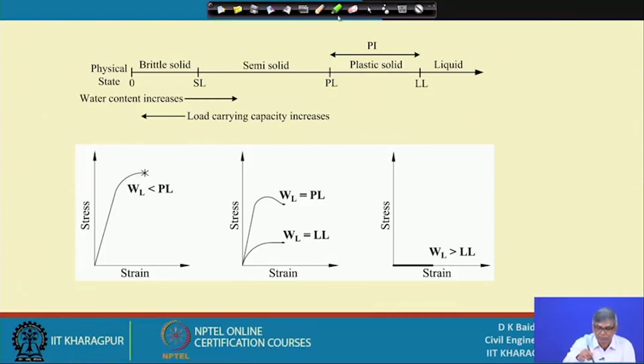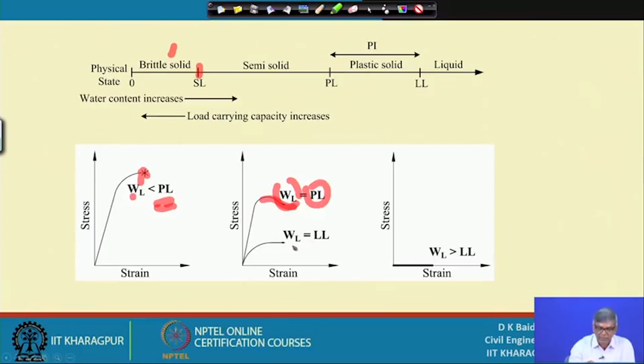Suppose a particular soil has water content WL, which is less than the plastic limit. Then the stress strain behavior will be something like this, because suddenly it will be brittle, it will break suddenly. So from the shrinkage limit to this is called brittle solid. And if your water content WL is equal to the plastic limit, then we will get a smooth curve like that, and then suddenly like that.